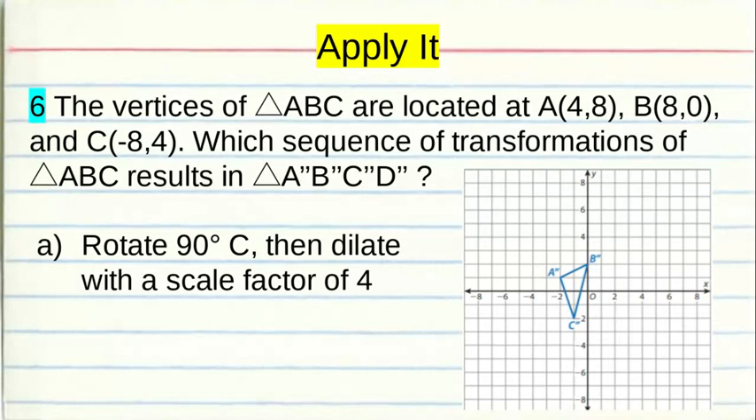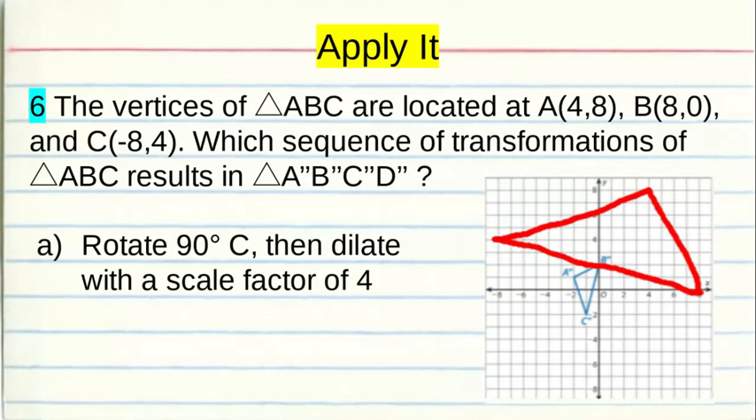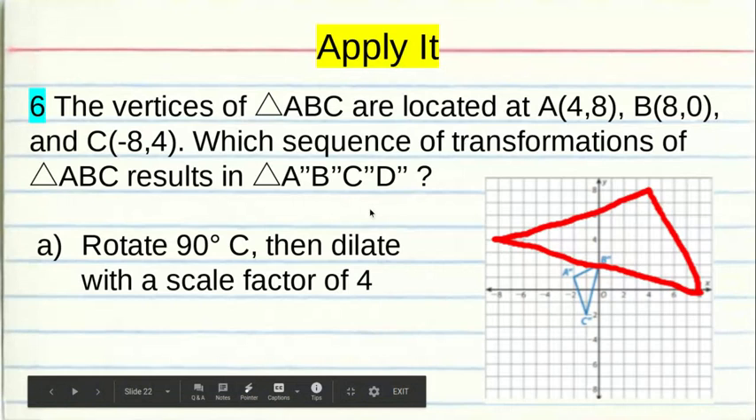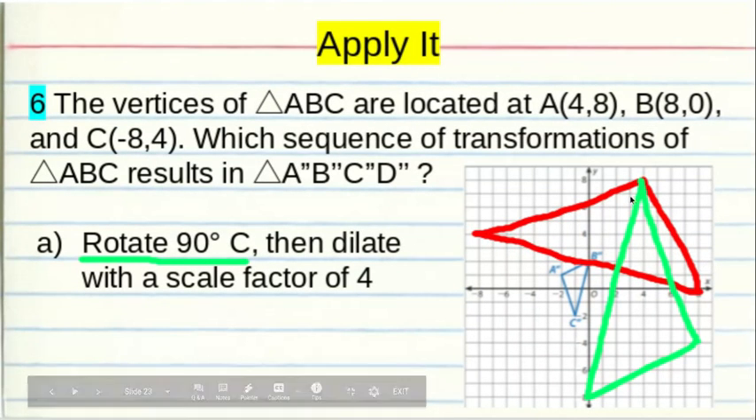The first one talks about rotating our original figure 90 degrees clockwise and then dilating with a scale factor of 4. We're going to do that step by step. So the first step is to plot our original triangle. Our A is at (4, 8), our B is at (8, 0), and our C is at (-8, 4). So that's just plotting our original triangle. From there, it's asking us to rotate that triangle 90 degrees clockwise. So we end up with our new coordinates here.